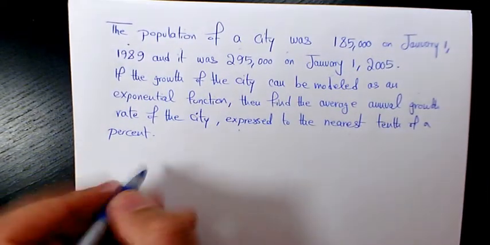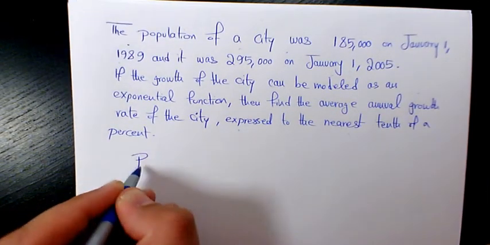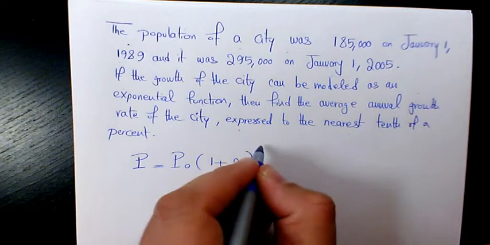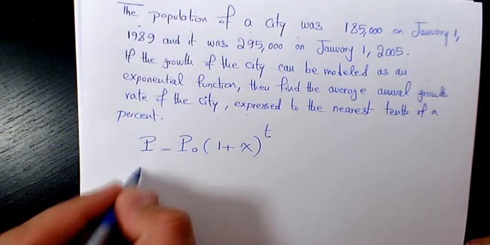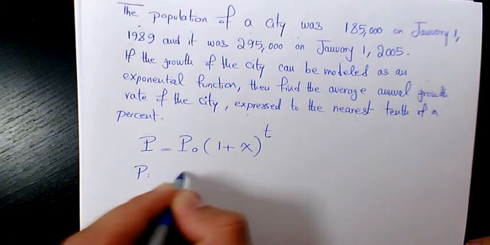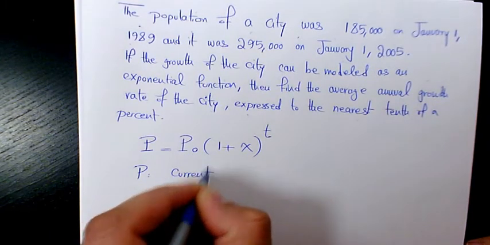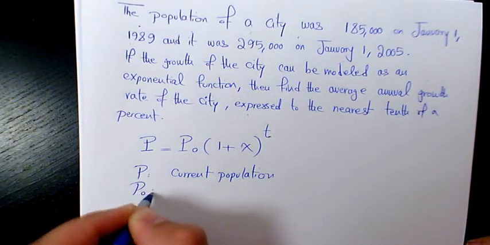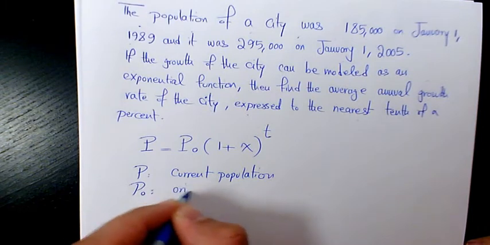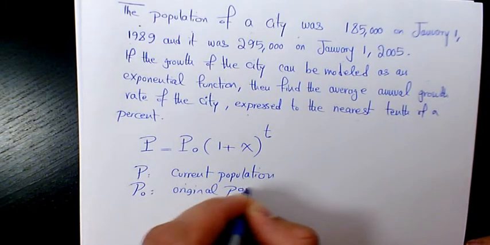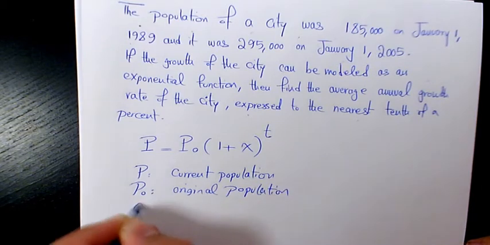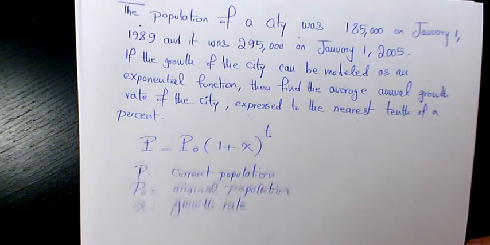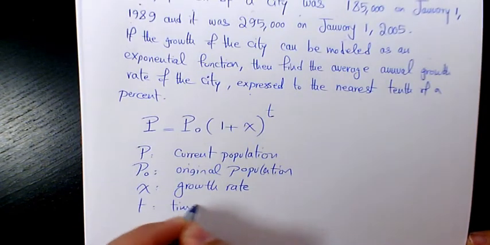So if we call population P, population equals P naught times 1 plus x to the power of t. P is the current population or population in the future, P naught is the original population, x is the growth rate, and t is time.